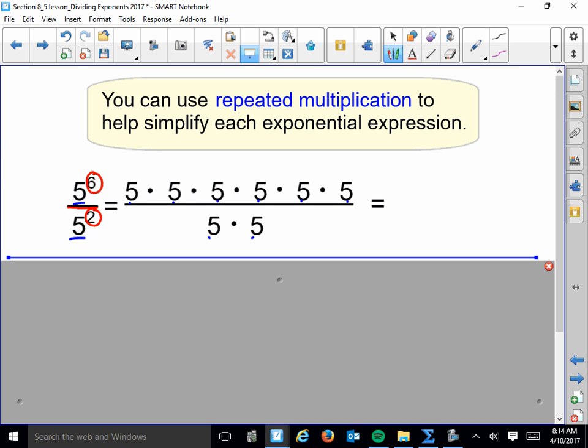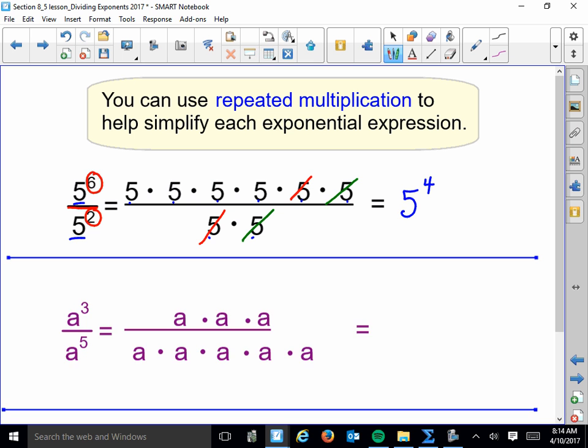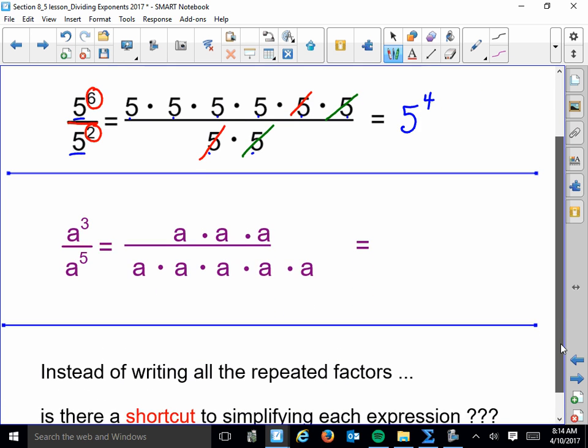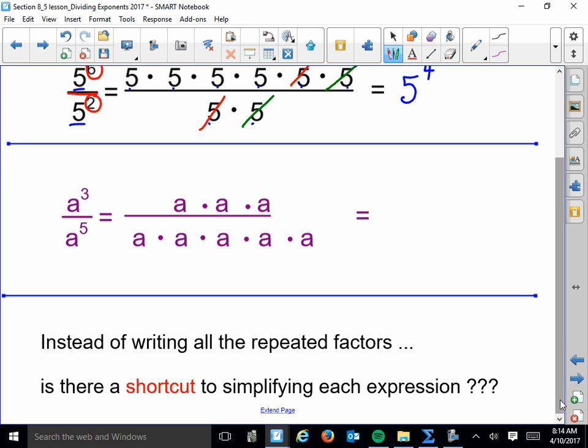Well, how are we going to simplify this expression? We all know the most basic idea of division is that if you divide a number by itself, so 5 divided by 5, the quotient is 1. So we can divide 5 by 5, twice, and each of those quotients is equal to 1. So then what remains? What remains is 5 times 5 times 5 times 5, or 5 to the 4th. Okay, I'd like for you to pause the video and do the second example, and then press start.